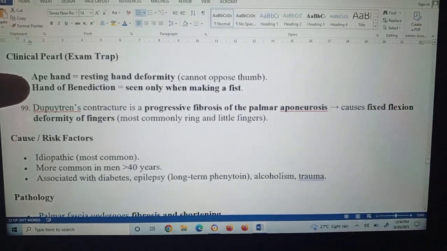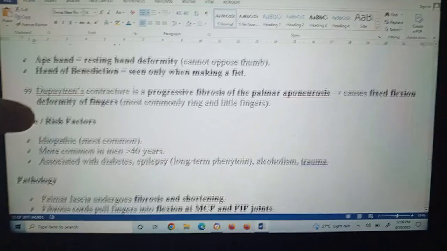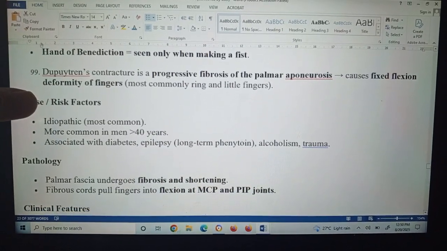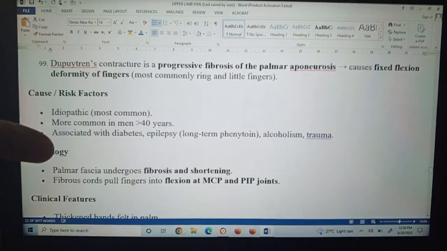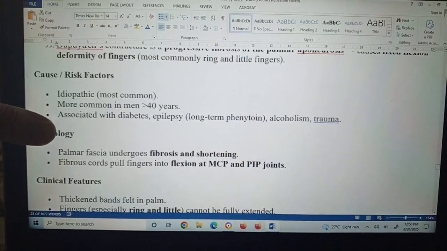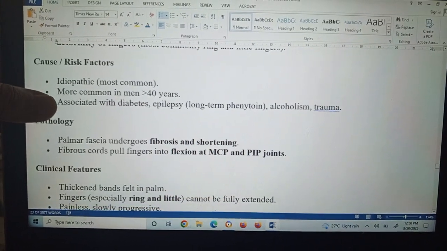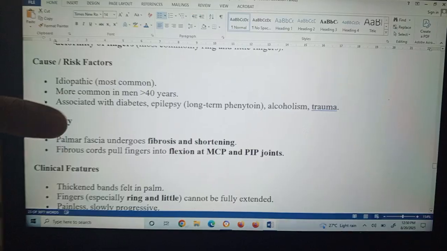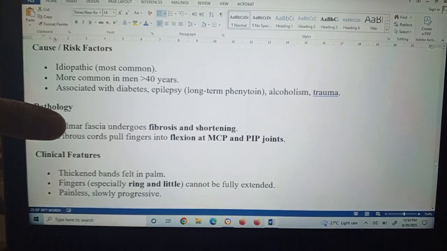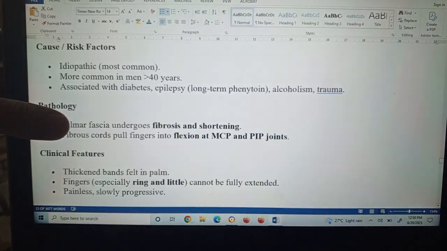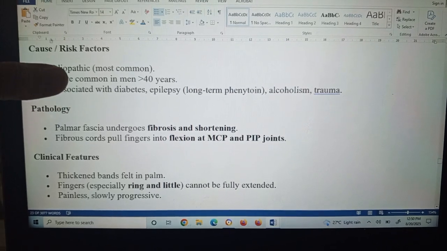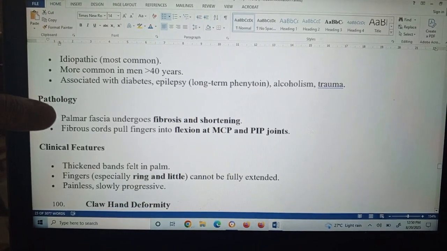It is a progressive fibrosis of the palmar aponeurosis, causing fixed flexion deformity of the fingers, most commonly the ring and little finger. The cause is idiopathic, most commonly in men more than 40 years of age, associated with diabetes, epilepsy, long-term phenytoin, an anti-epileptic drug, alcoholism or trauma.